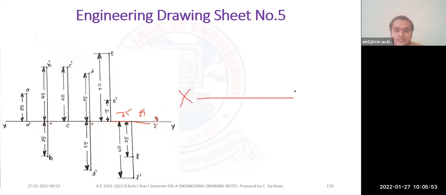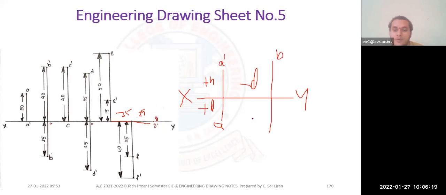Once again, I am explaining. This is the XY line. Whenever H is positive, it will be above the XY line, and whenever D is positive, it will be below the XY line. With respect to H, you have to write the small letter and dash. With respect to D, you have to write the small letter. Whenever D is negative, it will go above the XY line, and you have to write the small letter. Whenever H is negative, it will be below the XY line, and you have to write the small letter and dash. This is a concept you need to understand. And maintain this distance as 25 mm and draw.